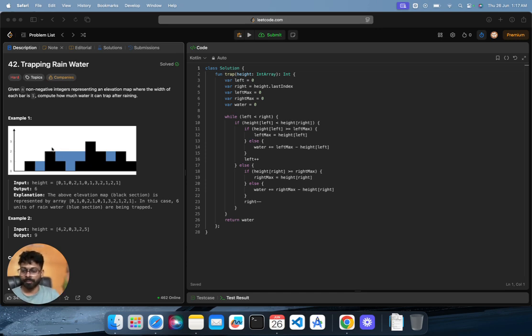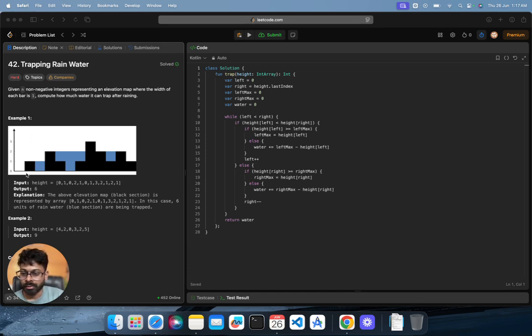So with these things clear, we will approach it with the 2 pointer technique. We will make a left which is 0, we will make a right which is the last index, and we will make a left max, which for now we can just say 0. We will make a right max which is also 0, and we will have water, which we will keep adding to. That's the logic: if the left exists and if the right exists, we will proceed.